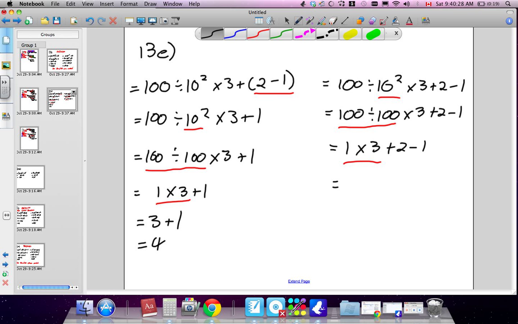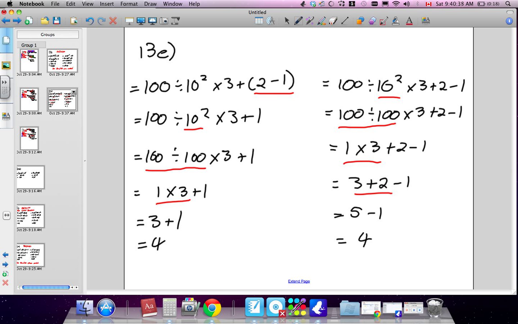1 times 3 plus 2 minus 1. Okay, and then what? You do multiplication. 3 plus 2 minus 1. And then next? Addition, because it comes next. And then you do 5 minus 1, which is 4. Same answer?